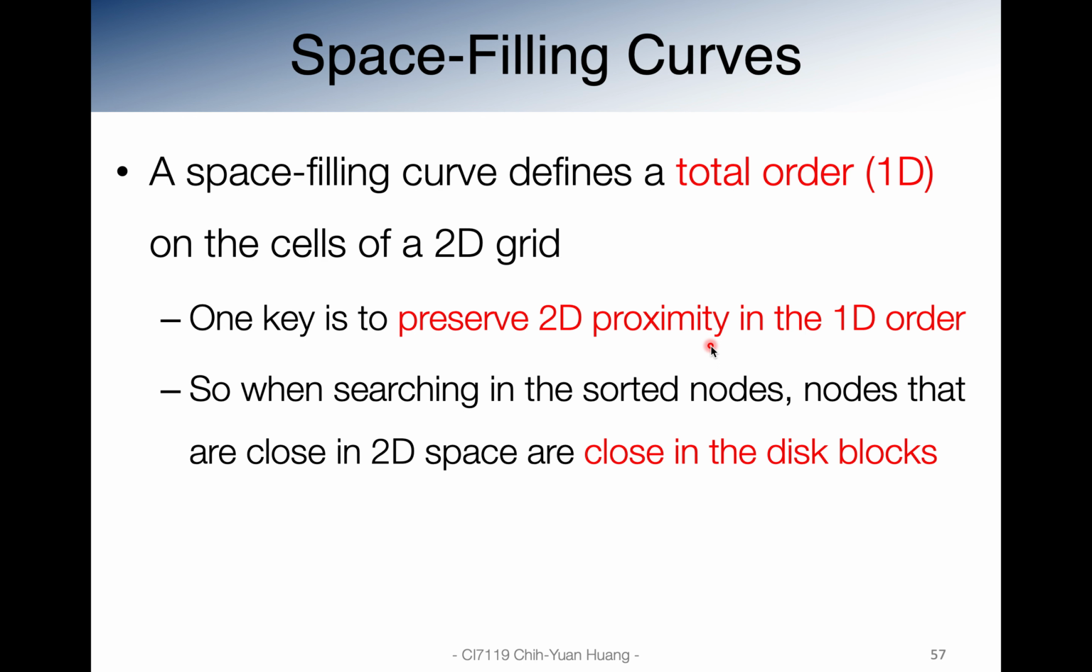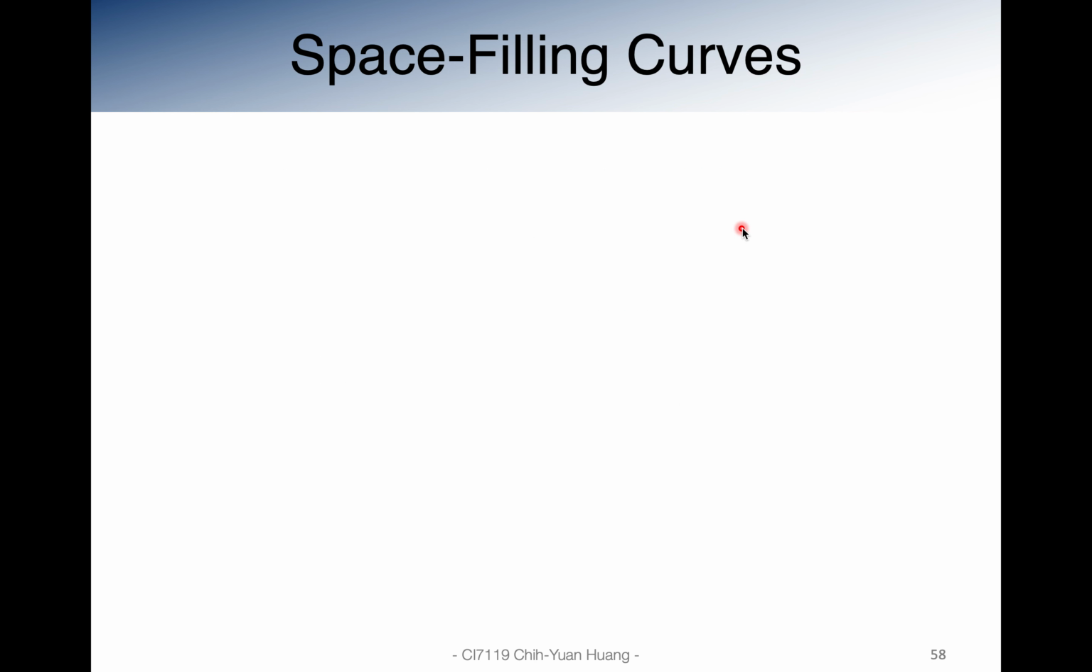The importance of this is that when we search in the sorted nodes, the nodes that are close in the two-dimensional space are also close in the disk blocks. Because the data will be stored in the disk blocks according to this one-dimensional order from the space filling curve. So it may not be so easy to understand just from the description, so let's take a look at some examples.